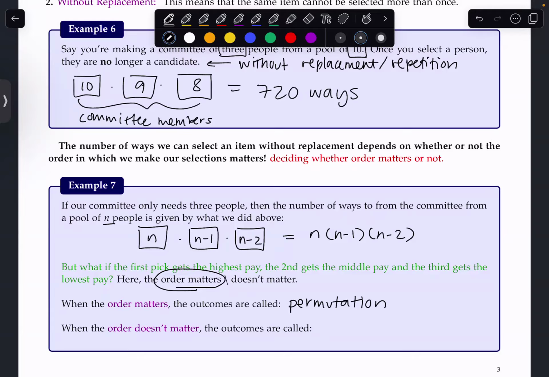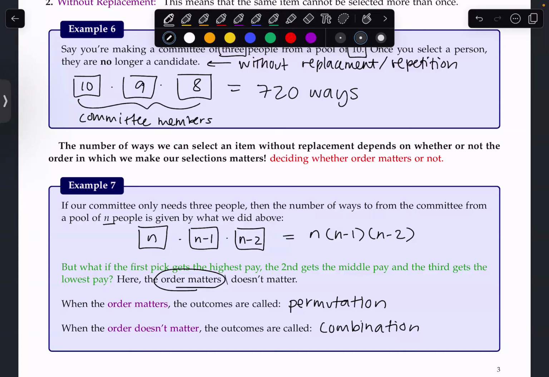Okay, and when order does not matter, we're going to call this a combination. So when we were just picking committee members where it didn't matter, everybody got paid exactly the same. Order would not matter, it would be a combination. As soon as I make the pays different, the order will matter, and I'll make this a permutation instead.